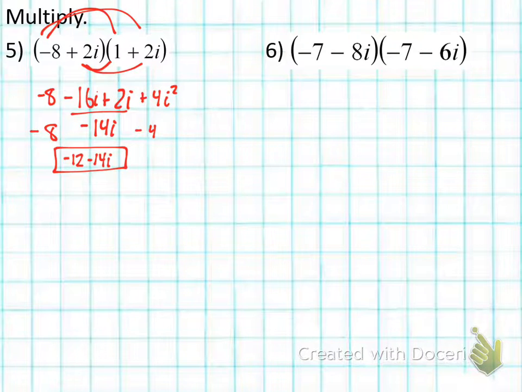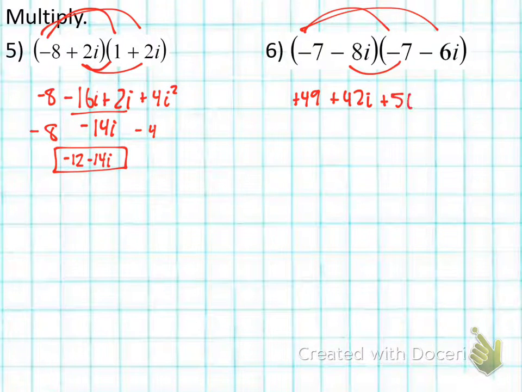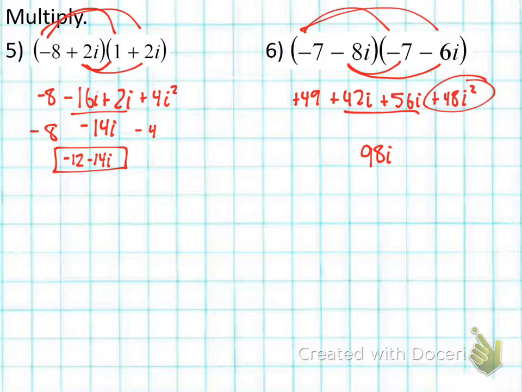So looking up here, you got negative 7 times negative 7 is positive 49. Negative 7 times negative 6i is positive 42i. Negative 8 times negative 7 is positive 56i. And then negative 8 times negative 6 is positive 48i squared, okay? These two terms you could combine together. 42 plus 56 is 98i. And then this term, i squared we know is going to be negative 1. So positive 48 times negative 1 is negative 48.